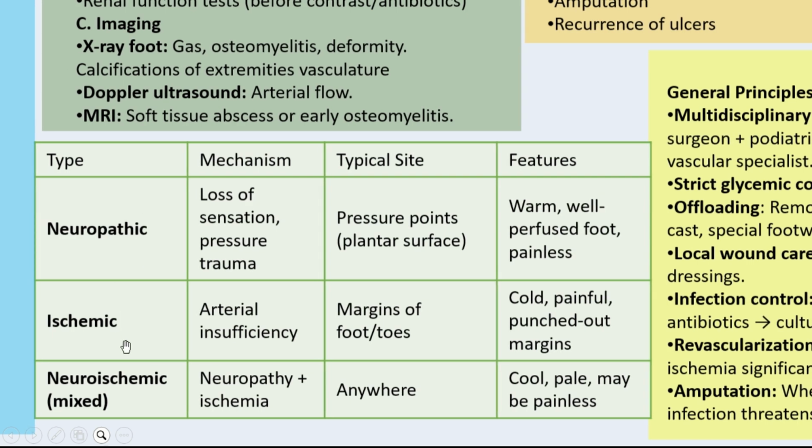Then we have ischemic, whereby we have arterial insufficiency. This is going to occur in areas that are poorly perfused, at the extremities where we have maybe a small distal artery supplying that area. So areas at the margin of the foot or the toes are going to be the ones that are mostly ischemic. And sometimes these lesions are going to be cold. When the feet are touched, they are cold, and the ulcers may be painful. But it's also not uncommon for the ulcers to be painless. Then we can have punched out margins.